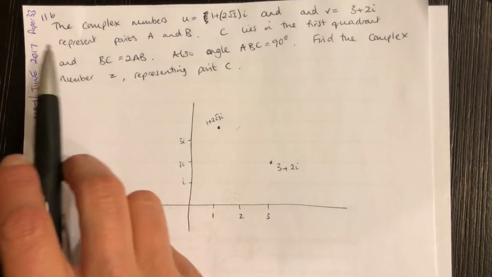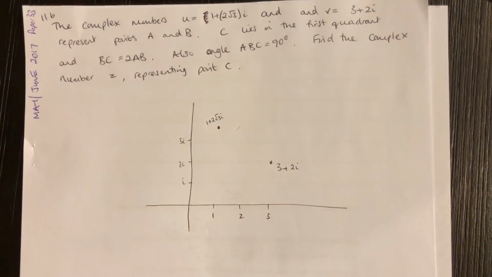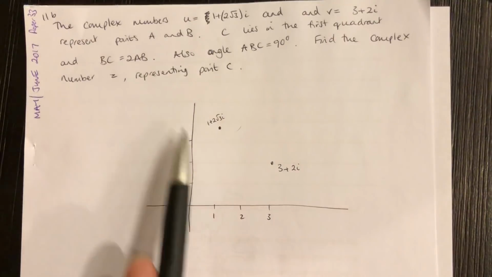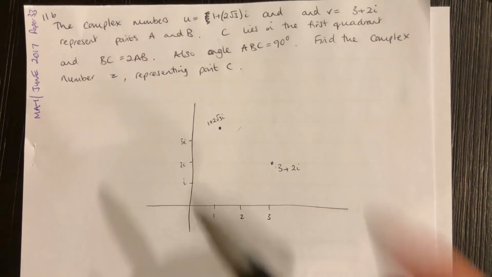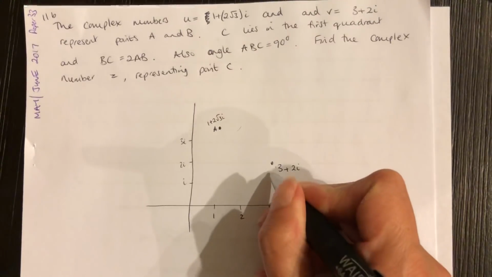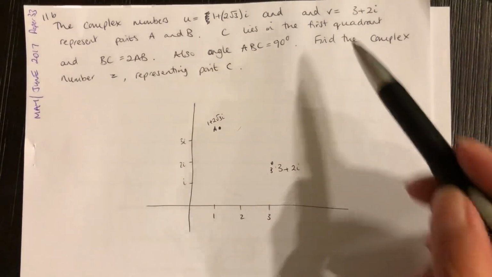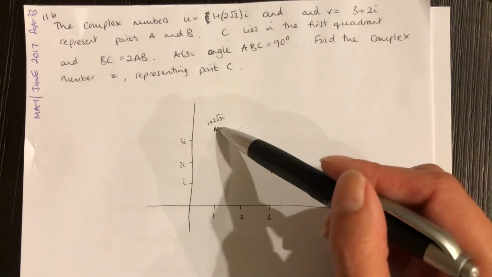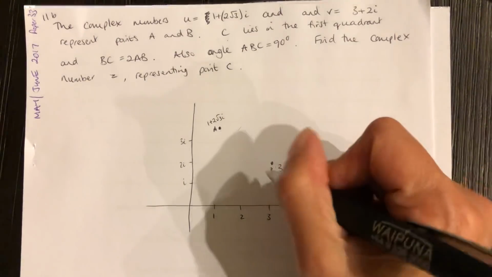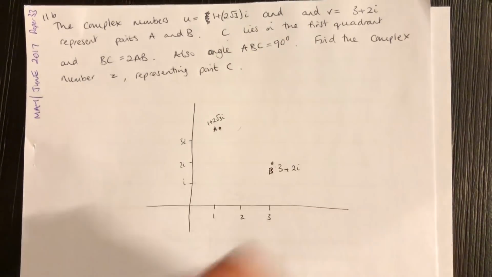Okay, so we've got the complex numbers. U is this, V is this. You can read that if you want. We're told that the distance between A and B, which are those U and V numbers, so this was A, I'll just note that, and this was B. If we double that distance, we can find out that C, another point, is twice this distance away from B, and also that the angle ABC is 90 degrees.